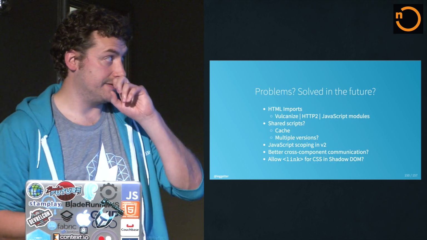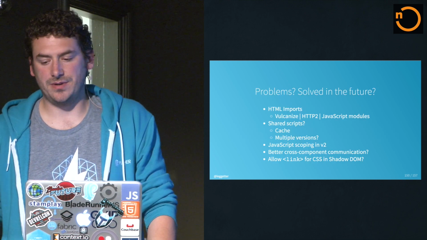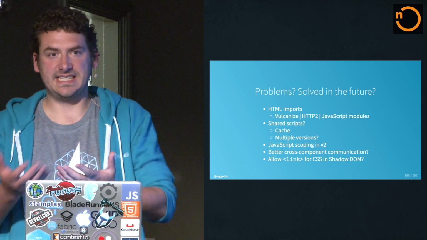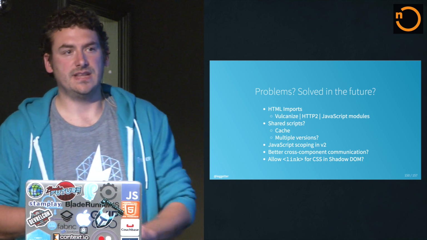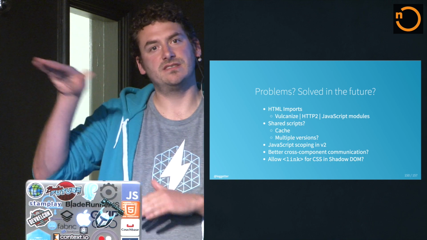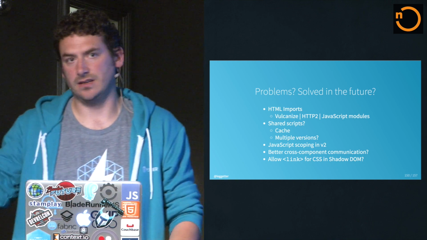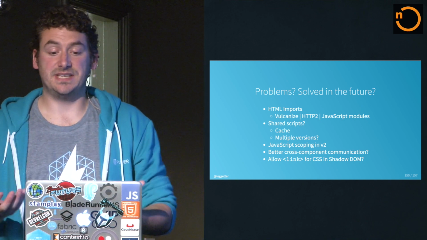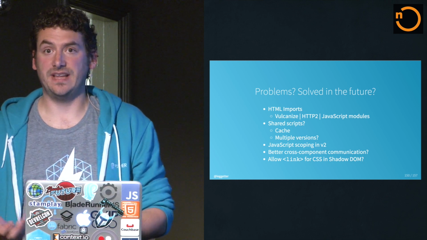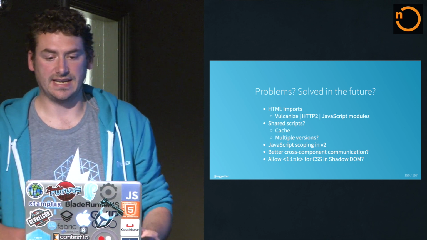We don't know what's going to happen with HTML imports. At the moment, if we're using basic HTTP, not HTTP2, then if you've got an HTML import that's including loads of assets, you're making loads of network requests. But HTTP2 will solve that. Until then, there's something called Vulcanize, which will deal with concatenation.